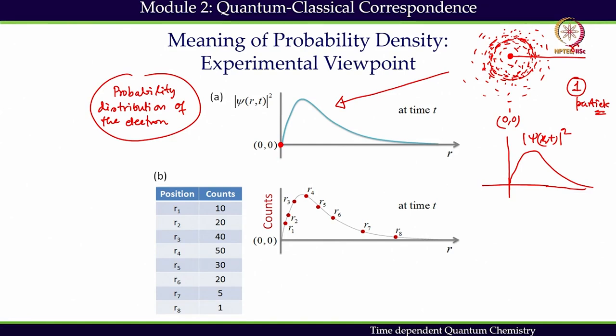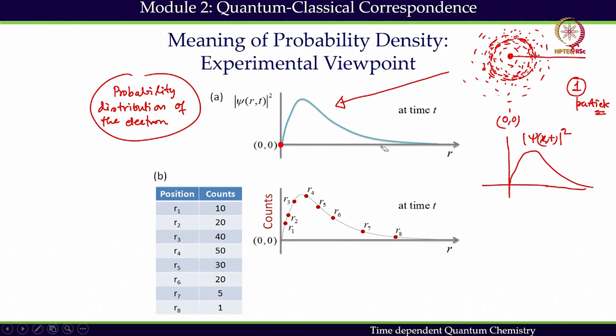The question is, what does this probability distribution mean? Directly, it means that if I perform an experiment, in one experiment I may find the particle here. In a second experiment, I may find the particle here. In a third experiment, I may find the particle here. So, there is a distribution, there is a possibility. You can find the particle anywhere, but there is a higher probability of finding the particle at this position as compared to this position. That is the meaning of this probability.